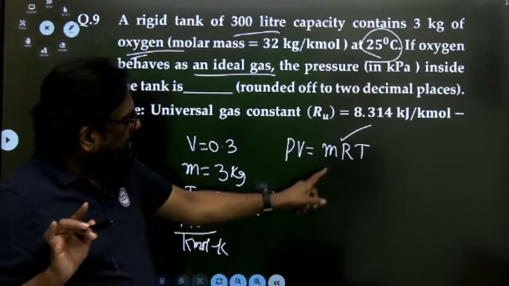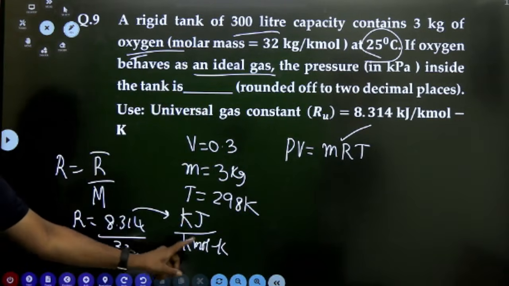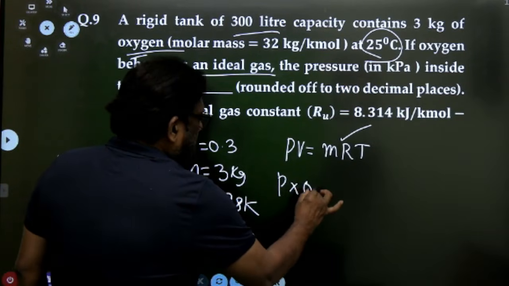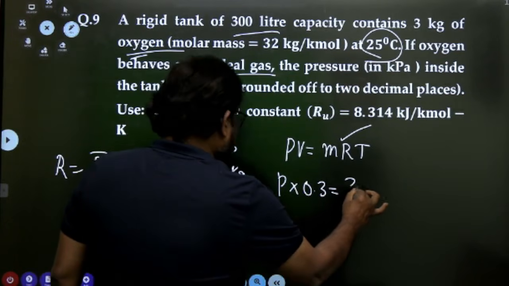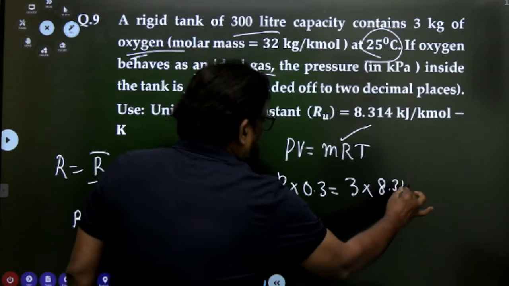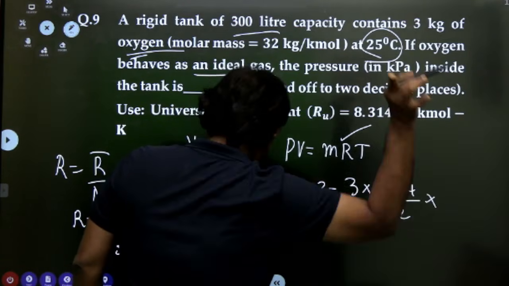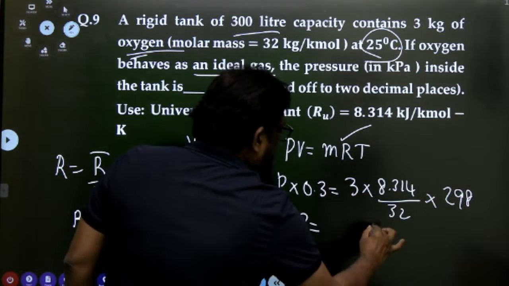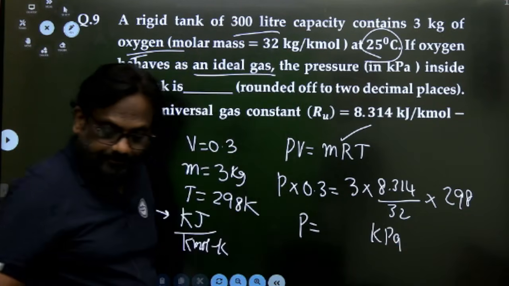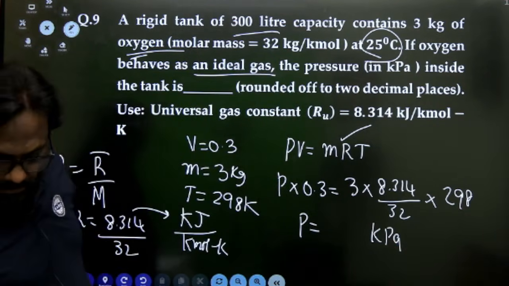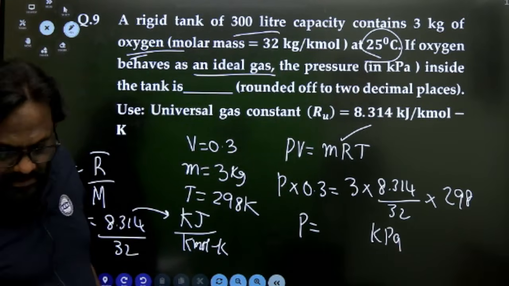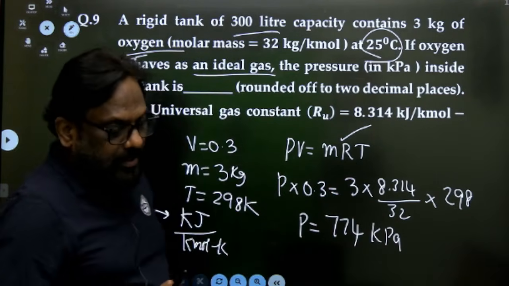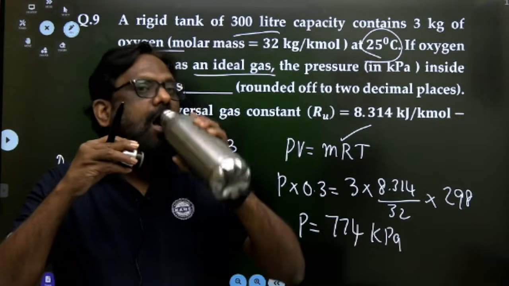Once again, R is already in kilojoule per kg per Kelvin, so the pressure comes in kilopascal. P I do not know. What is the volume given? 0.3. The mass is given as 3 kg and R is 8.314 by 32. Temperature should be strictly in Kelvin. From here, I'll get the value of pressure and that will be in kilopascal. So how much is coming, sir? Let's see once. 774 kilopascal. So the answer is 774. Is it okay? Let's move to the next.